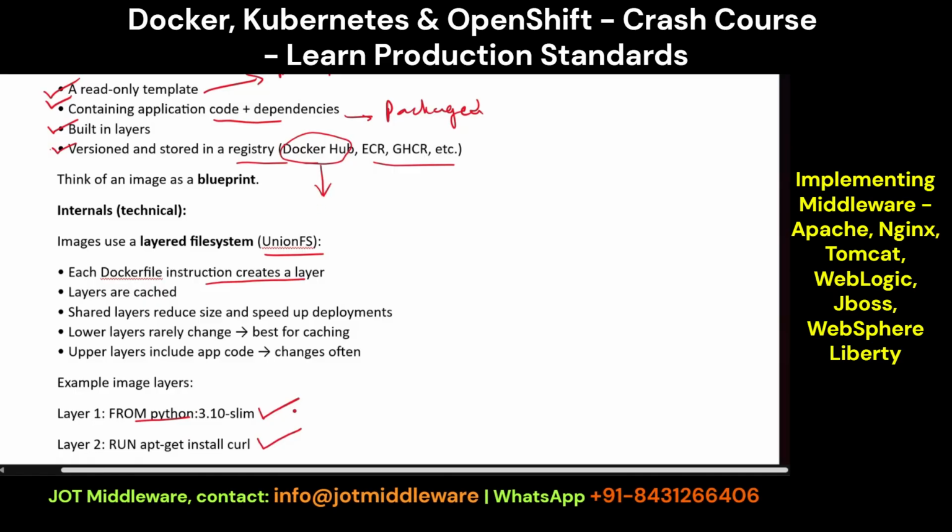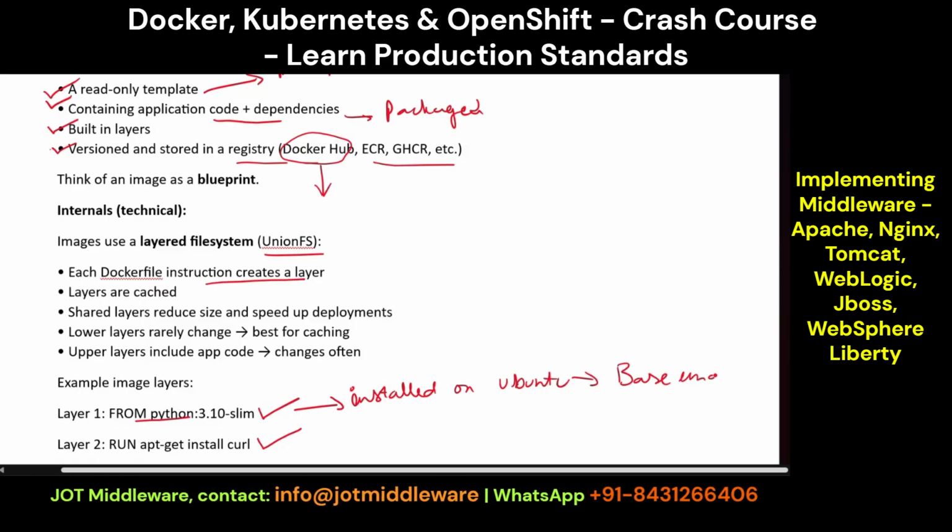So this Python is already installed on Ubuntu. Okay, so this is a base image. This becomes a base image. Now, this base image already has Ubuntu. So if you want to install anything, let us say you want to install curl, you're actually installing it on Ubuntu. You're not installing on Python, because Python is the name of the image.